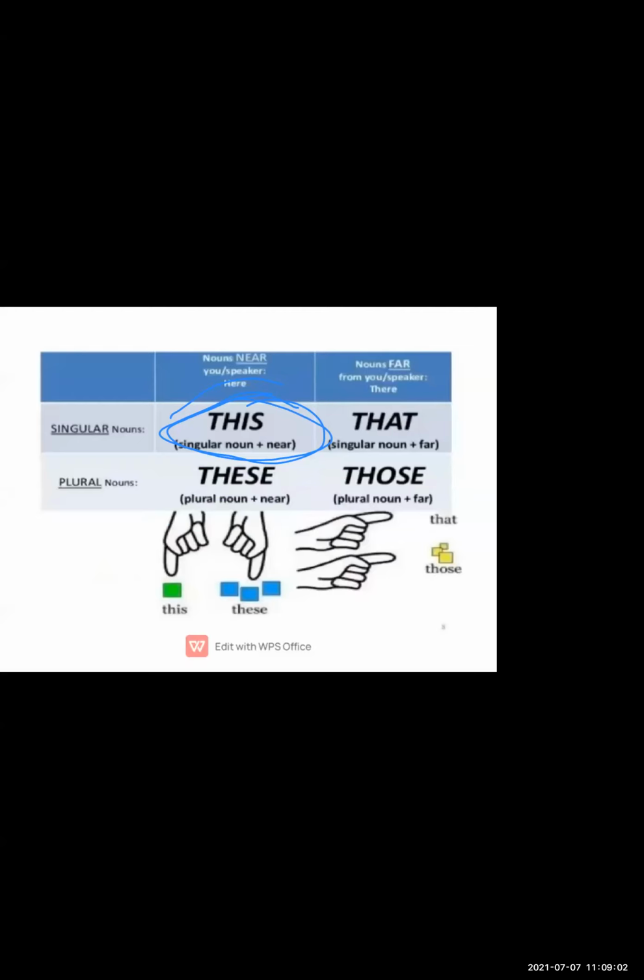Now suppose these. These is used for the plural noun. That thing is also near to you, but there are so many things, that means a plural noun. At that time, you have to use these.